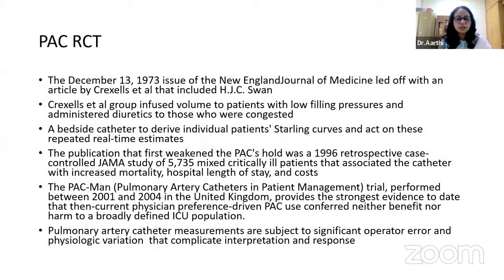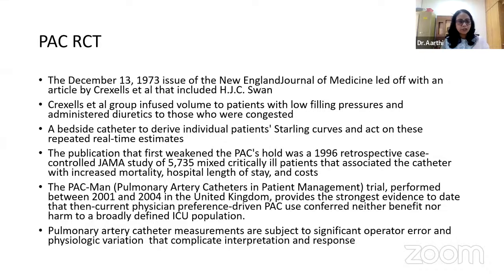So coming to certain insights about studies based on PACs. The first study was done in 1973, published by Kirchhoff, where they infused volumes to patients with low filling pressures and administered diuretics to those whose pulmonary artery wedge pressures were on the higher side. So they were able to reproduce the Frank-Starling curve and act upon these repeated real-time estimates, and the pulmonary artery catheters came into clinical practice, where anesthetists and critical care physicians were using more and more PACs.